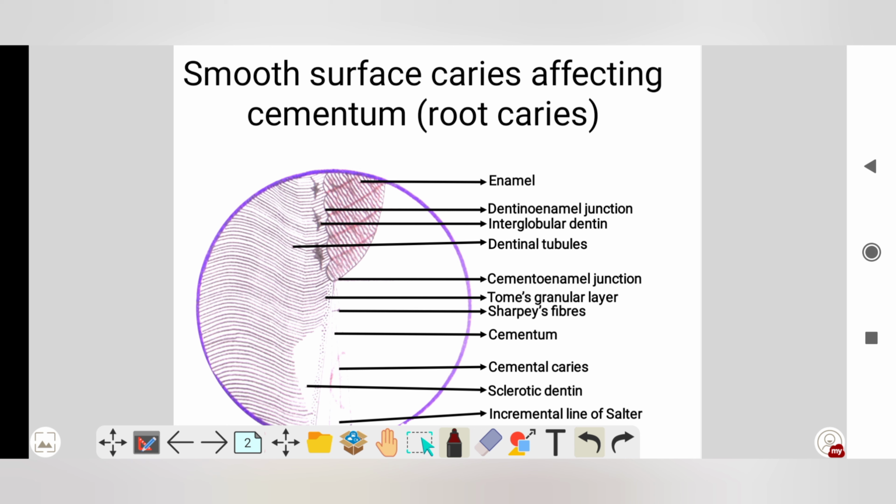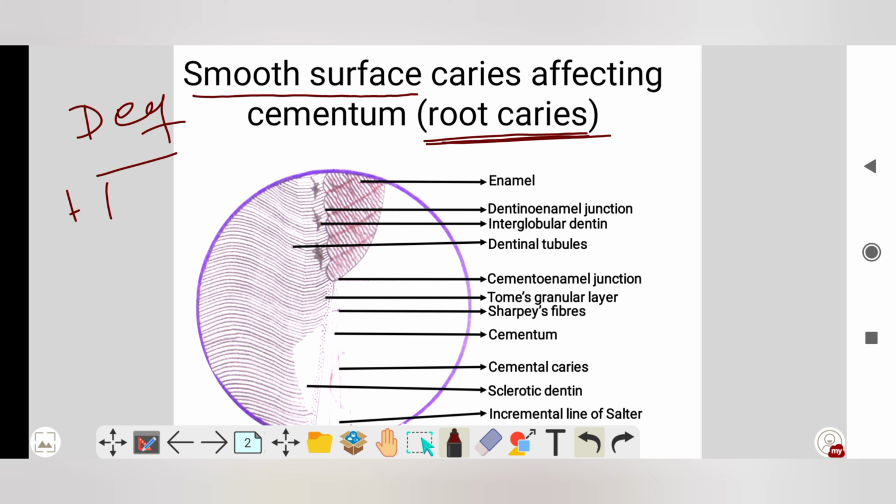This is another slide about smooth surface caries found on the root surface, which affects the cementum. Hagen defined it as a soft, progressive lesion that is found anywhere on the tooth surface or root surface that has lost connective tissue attachment and is exposed to the oral environment. So that is the definition of cemental caries.